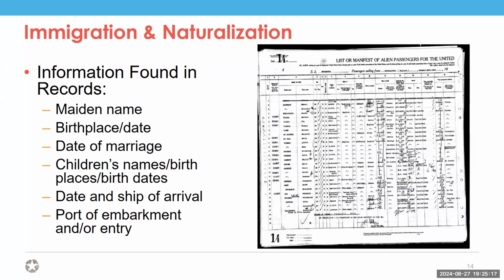Sometimes courthouse records will have some of the petitions or oaths. Same with the National Archives and Records Administration. You can also look at the U.S. Citizenship and Immigration Services website. They have a whole page for genealogy, and you can look through their records there.